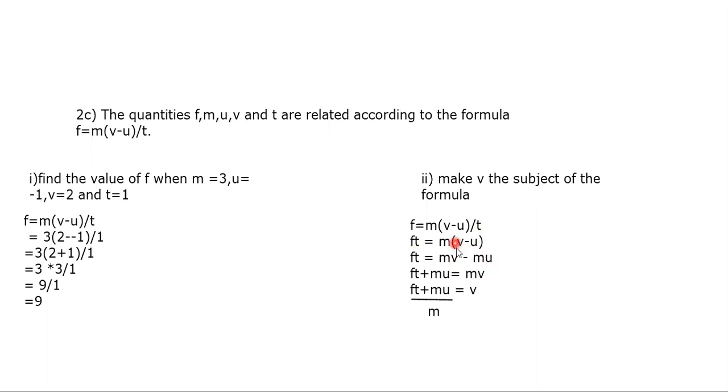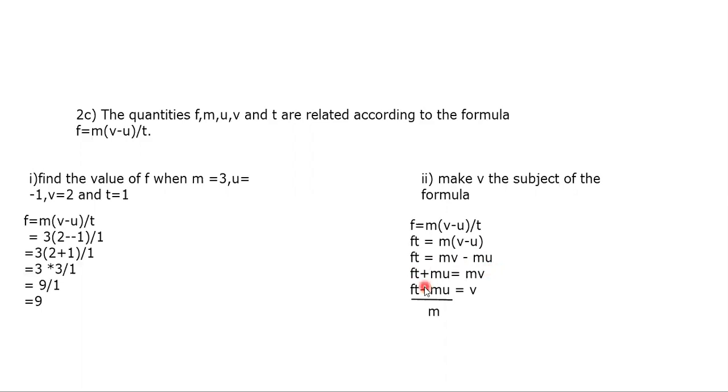Now, we don't want to deal with any brackets when we're finding the subject. So what do we do? We expand the bracket. So positive m times positive v gives you positive mv. Positive m times negative u, positive and negative, give you a negative mu. So therefore, it's ft equals mv minus mu.